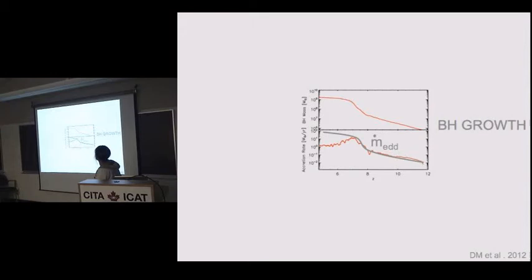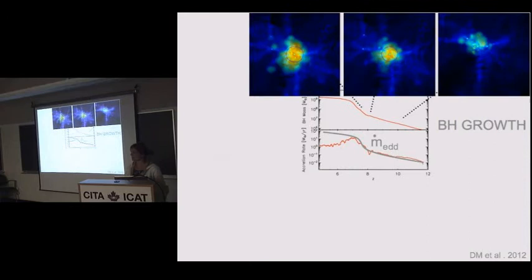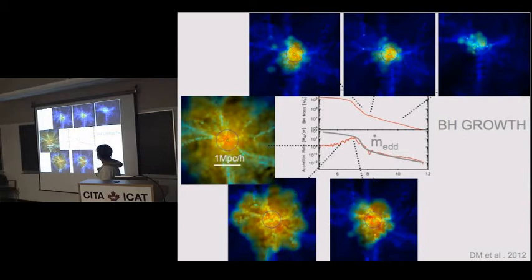But your gray line is M dot Eddington, why does it have a kink in it? Because I drew it with PowerPoint. No, I mean, because Eddington is proportional, it's just a mass. So it's the same line, but in the right units.